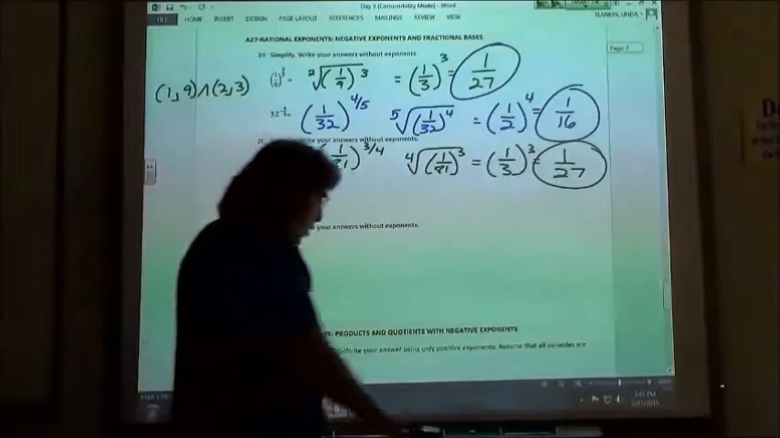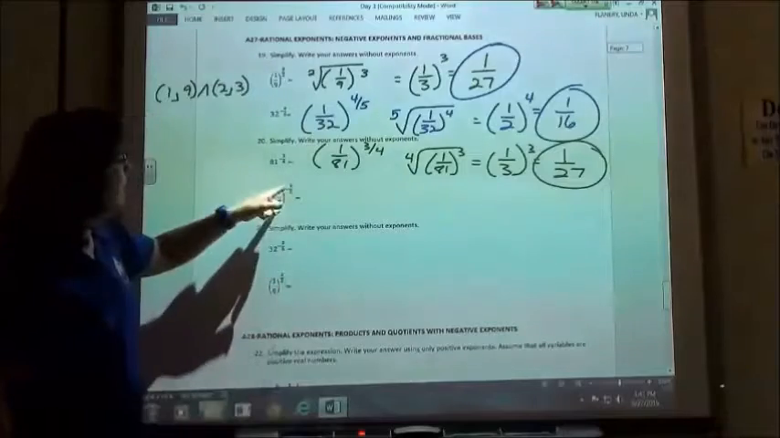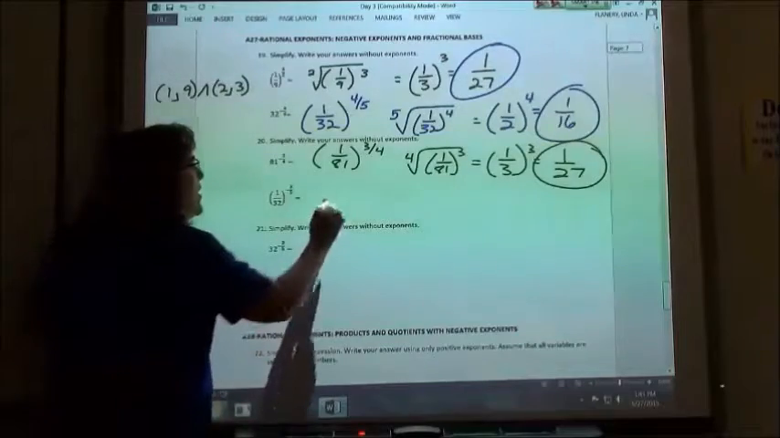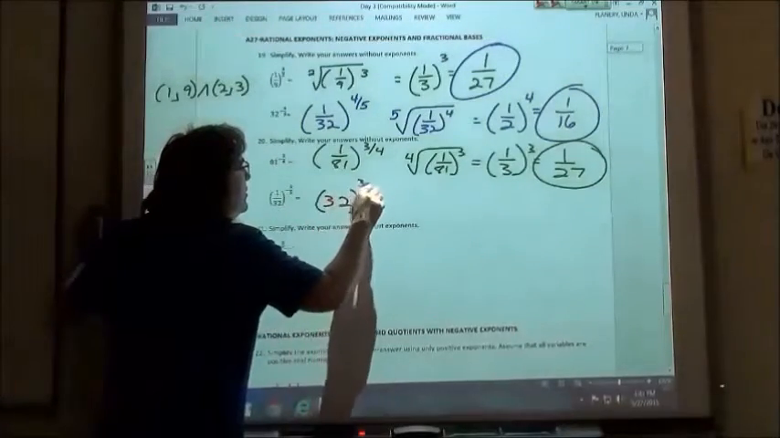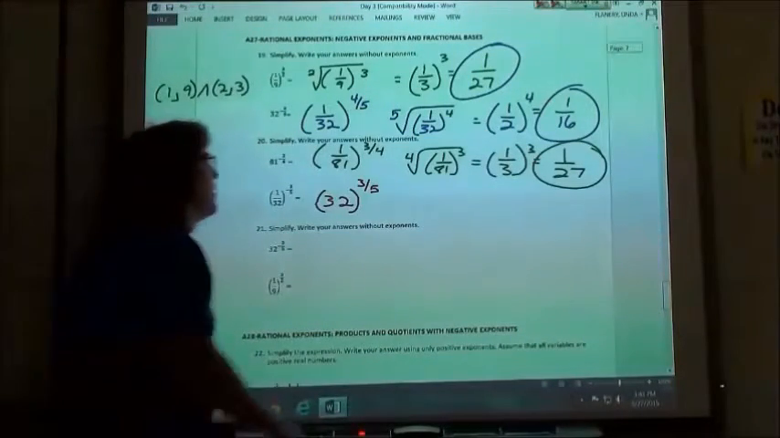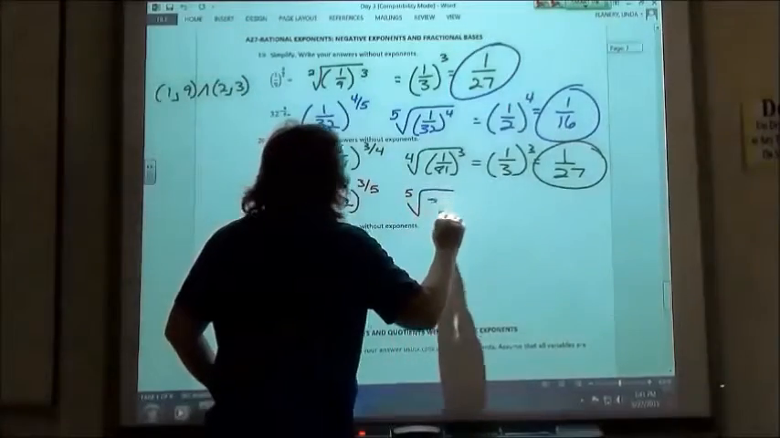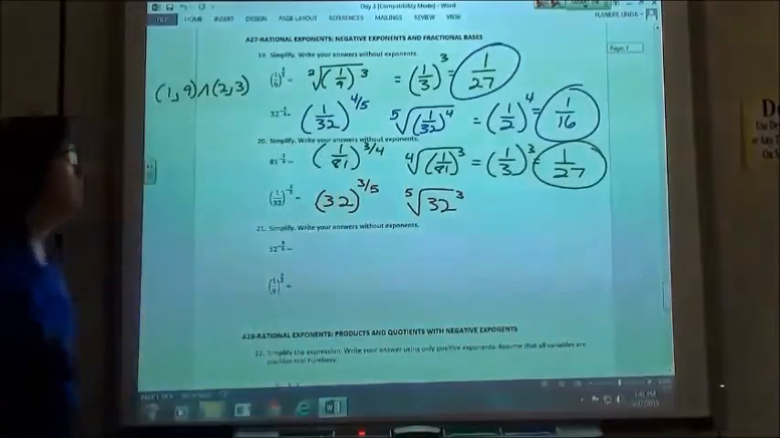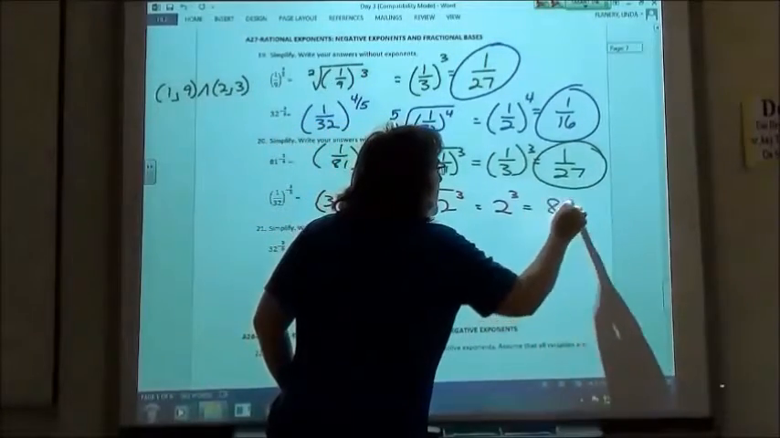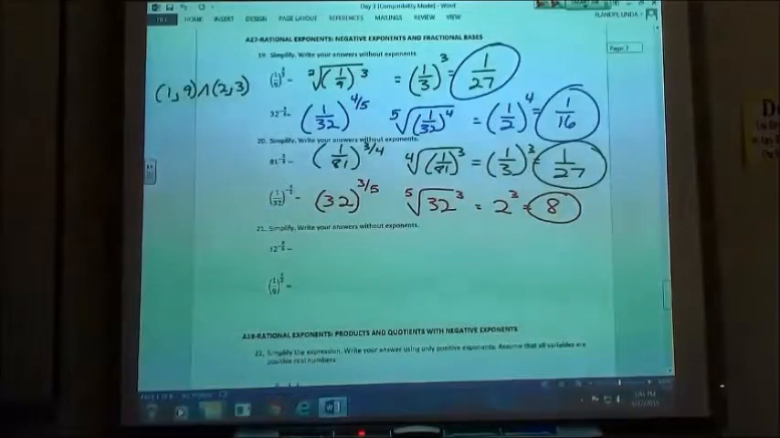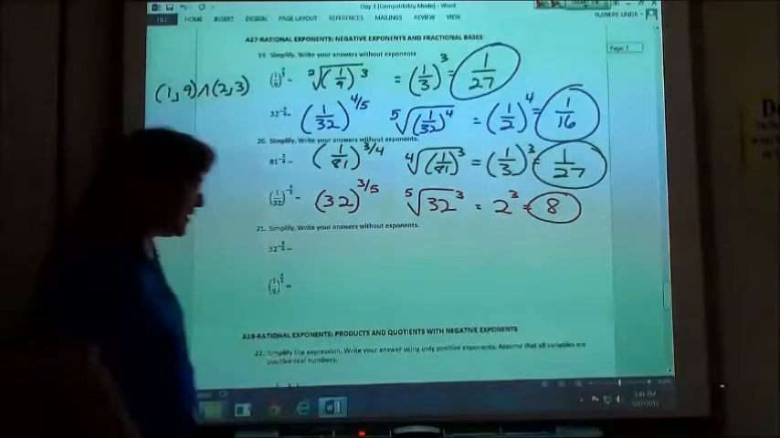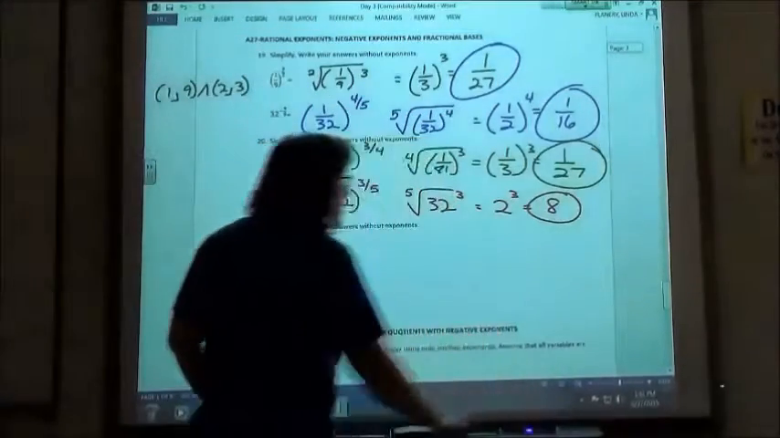Number 20, the second part is the same kind of thing here. Again, I have that negative exponent, so I have to do the reciprocal. The reciprocal of 1/32 just makes this 32 to the 3/5 power. Again, I really don't need the parentheses, but hey, I put them there. So I'm going to do the 5th root of 32, and then I'm going to cube that answer. The 5th root of 32 is 2, and 2 cubed is going to give me 8 for my answer. In all of these, you should be able to punch into your calculator and check. Just make sure you're putting parentheses around the fractions when you put them in your calculator.